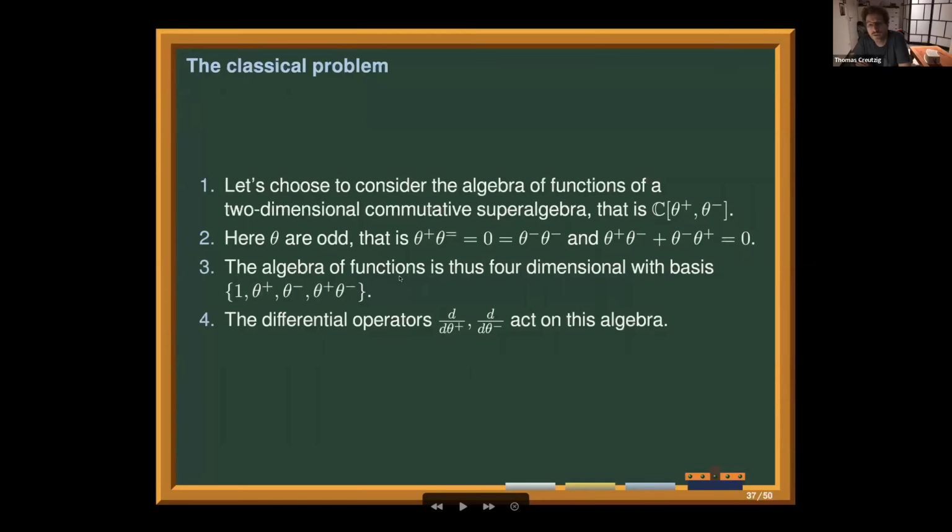Okay, and on these functions we have also differential operators acting. Differential operators have the same rule, right? The derivative of theta plus with respect to theta plus is 1, and similar for minus. With the only additional rule that they are also considered to be odd, so they also anti-commute. Okay, and you already see from the setup that it is extremely similar to even differential operators. The only difference is it's odd. And now we will study what's the difference if we do something odd.